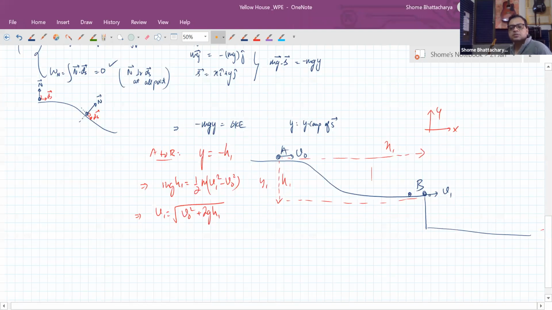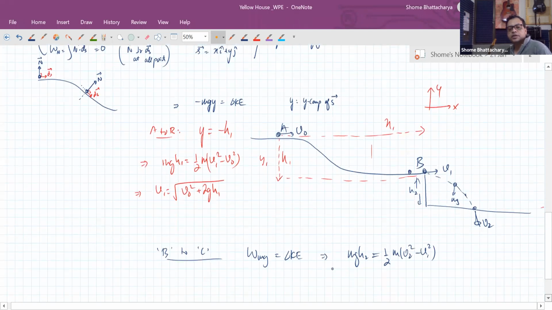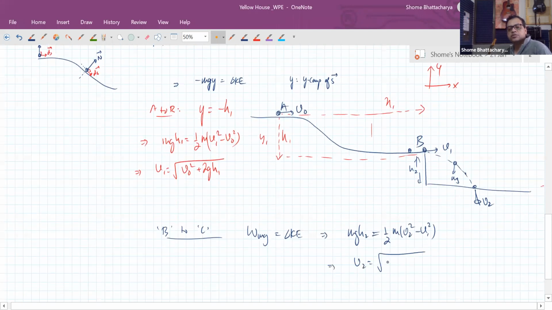after that B to C is even simpler, because there is no other force acting. From B to C, there's only gravity acting everywhere. So for B to C, the work done by mg is the change in kinetic energy. Again, if this height is h2, the work done by mg will be mgh2 is equal to half m (v2 square minus v1 square). So now you will get v2 as square root of v1 square plus 2gh2.